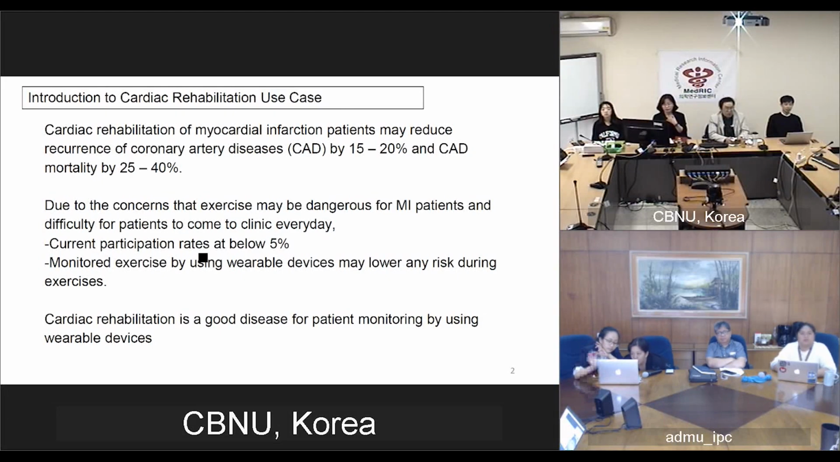Cardiac rehabilitation of myocardial infarction patients is very important because it can reduce the recurrence of coronary artery disease by 15 to 20% and CAD mortality by 25 to 40%.